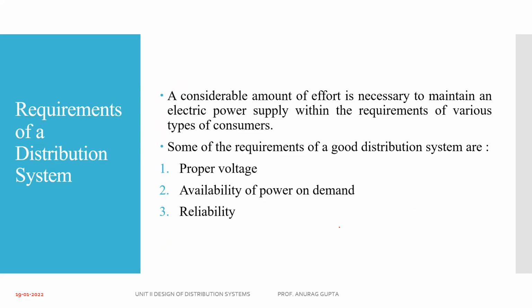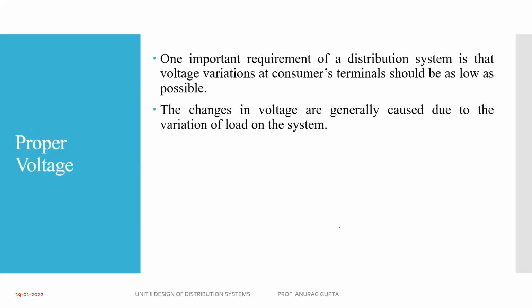We have discussed three topics: whenever we are designing a distribution system, what is the role of a good distribution system? If I'm talking about a good distribution system, it must be capable of three parameters. Number one, proper voltage. Number two, ability of power on demand. Number three, reliability. Now, what is the meaning of proper voltage? What is the meaning of ability of power on demand? What is the meaning of reliability?